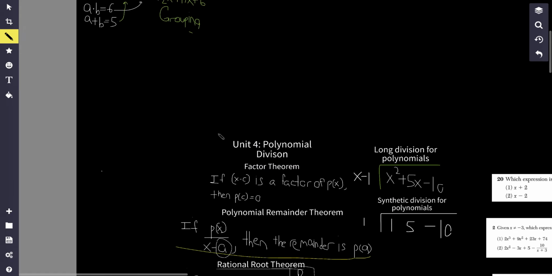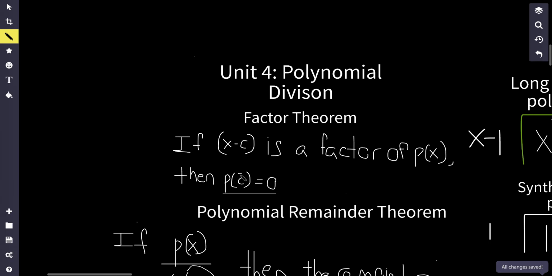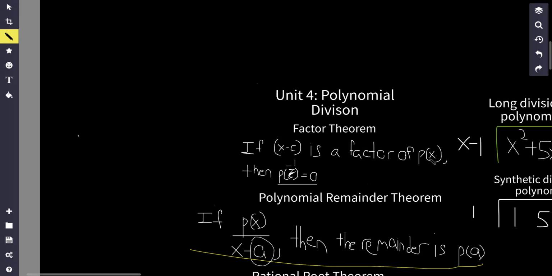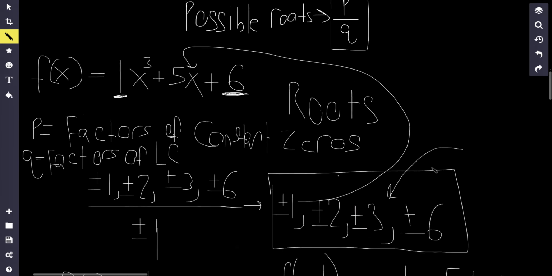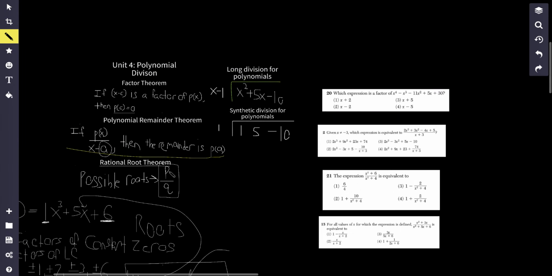Remember, if x minus c is a factor, then p of c is equal to 0. So in this case, if p of -1 is equal to 0, then x minus -1, or just x plus 1, is a factor of p of x. All right. So that's the rational root theorem.